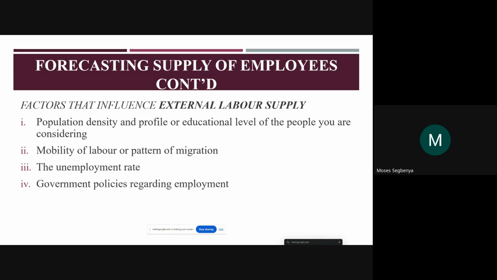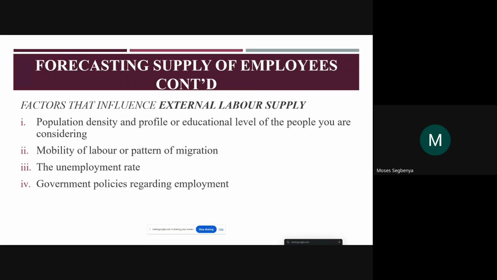The external labor supply can also be seen from, one, population density and the profile or educational level of the people you are considering. If your job is for lecturers, you know that lecturers start from PhD. So you ask yourself, in your locality, how many PhD people are available? How many will you be able to move from Accra, Kumasi, Cape Coast to come to Brother Tuchok Secondary School? How many people will you be able to attract to bring to that village? So that should be of concern to you.